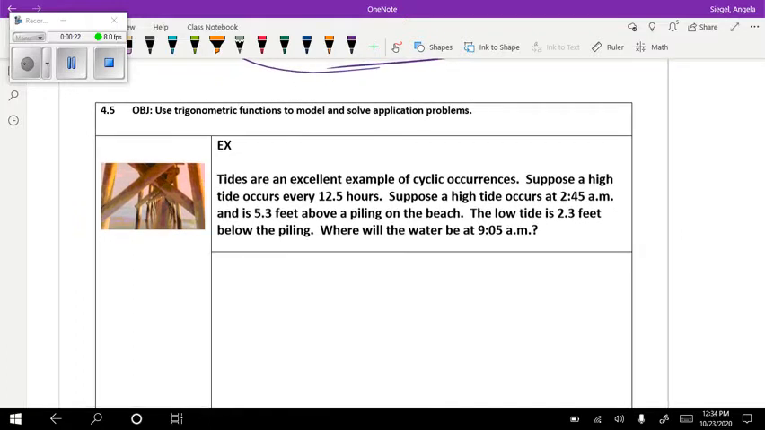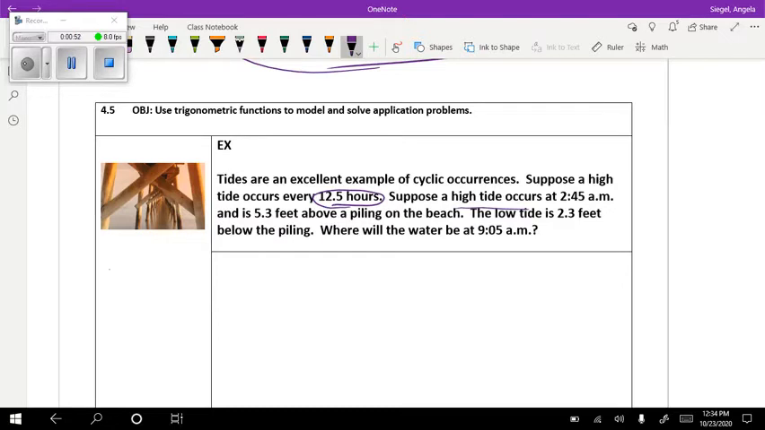So this one talks about low tide and high tide. I don't know if you guys have ever been to the beach before, but if you have, you'll know that high tide and low tide is very cyclical. It starts at high, and throughout the day it goes to low tide, then it goes back up to high tide, and then you just do this every single day. It repeats, and so that's what this problem is talking about. So high tide occurs every 12.5 hours.